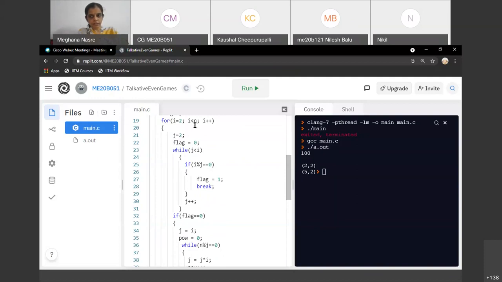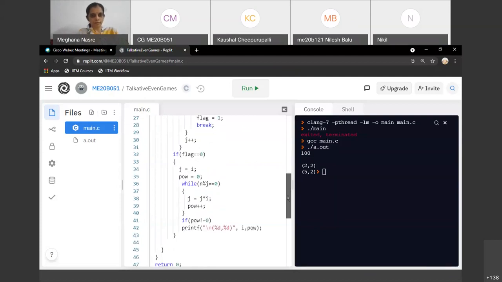I feel maybe I could have taken the divisors of n directly, but I'm finding numbers from 2 to n minus 1. I'm checking if they're prime or not, and then I'm checking what powers of them divide n. So if I don't put this check of power not being 0, then I'll get all the primes between 2 and n minus 1, whether or not they divide this number, but with power 0. But I don't want that.